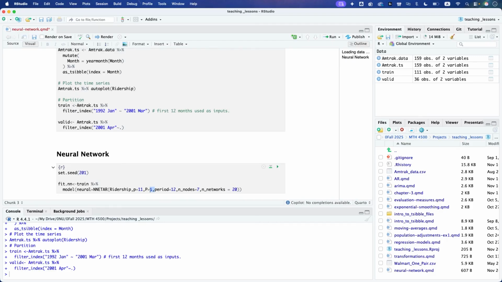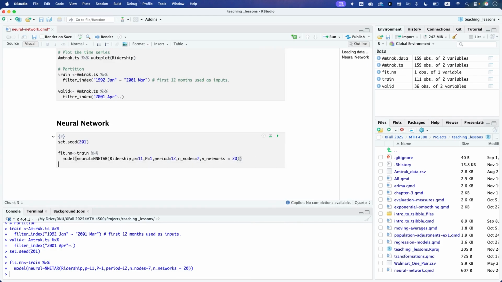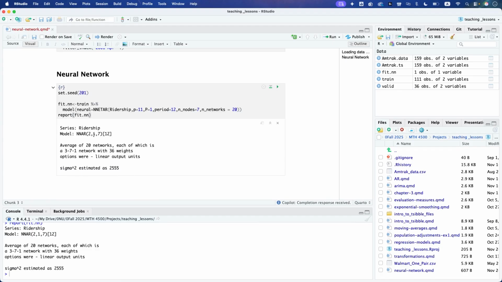Each of them contains 12 inputs, 7 hidden neurons, and 1 output. 20 of them, so it's going to generate 20 forecasts. After that, it's going to average them and give you the final prediction. Is that okay? So if you run this now, we get the fit.nn. You can look at the report. This is the network, an average of 20 networks, each of which is 12-7-1 with 97 weights, linear output units. Sigma squared estimated as this.